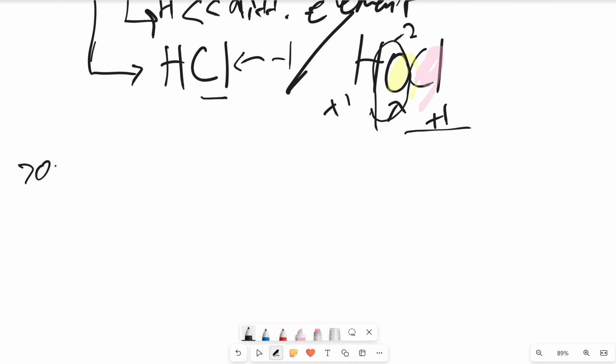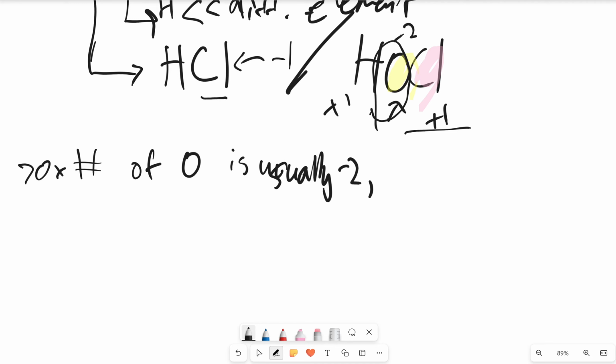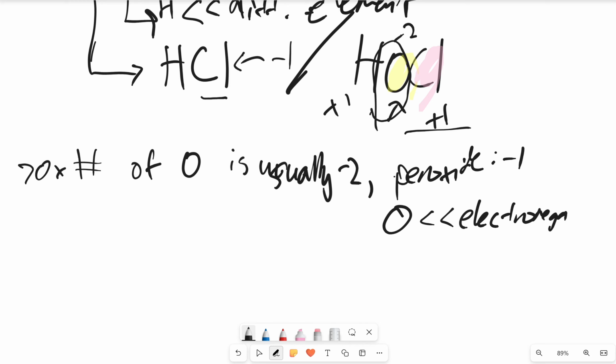Moving on, we have that the oxidation number, let me just clean that up for you. The oxidation number of oxygen is usually -2, unless it's a peroxide, right? Peroxide, in which it's a -1, or once more, if it's more electronegative, then it can change. So O less than electronegative, right? So once again, let me just help you out with this guy.